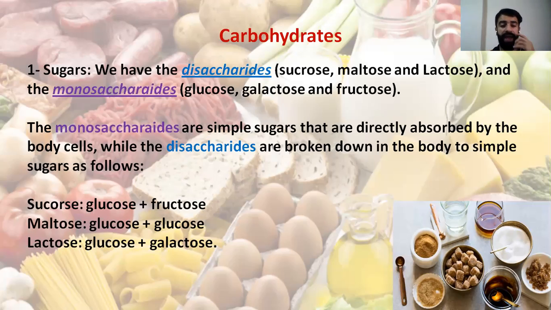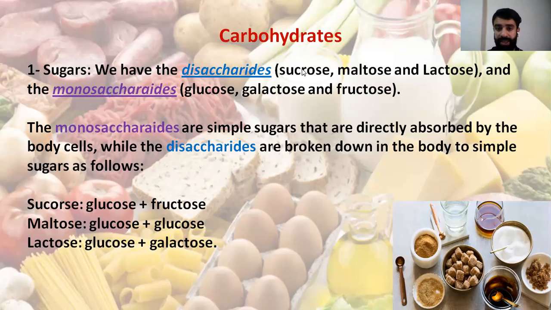So first, we have the disaccharide, which is two sugars bonded together. They have a bond, a link, a connection with each other. And we have the monosaccharide. Mono is only one. So one sugar alone, like glucose, galactose, and fructose. Monosaccharides are the simple sugars. They are directly absorbed by the body cells, while disaccharides are broken down in the body to give sugars as follows.